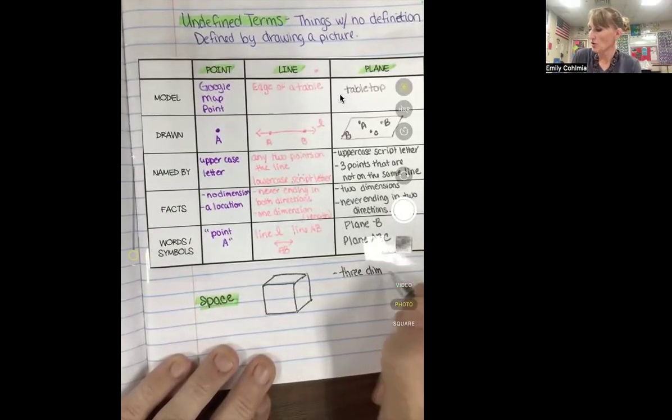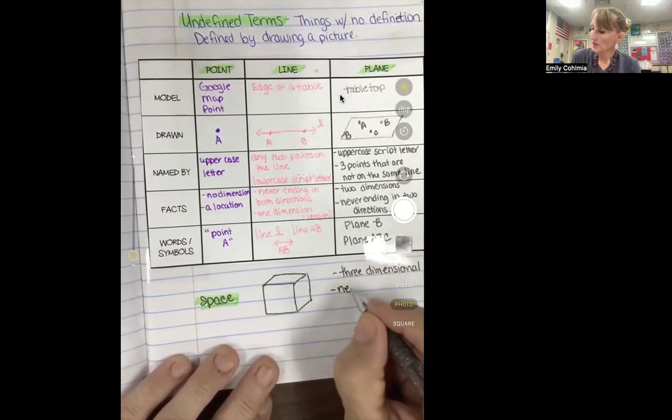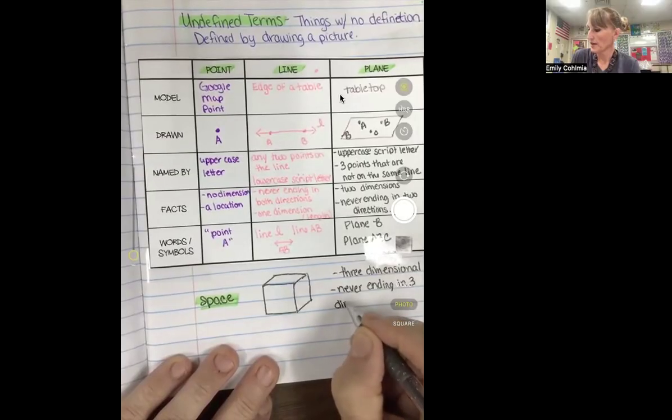Technically, space is in all directions infinitely. So technically, it doesn't have a stopping place. So it is never ending in three directions. It has length, width, and depth.